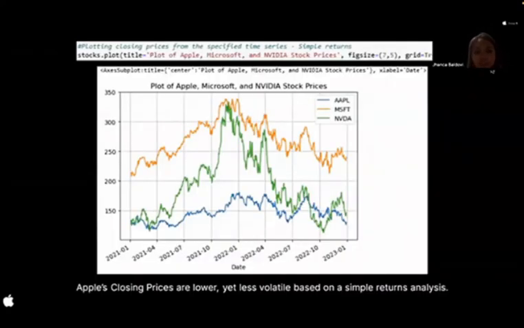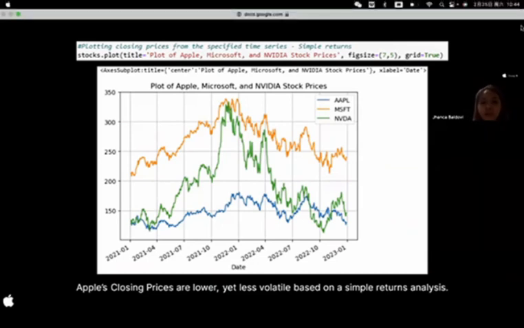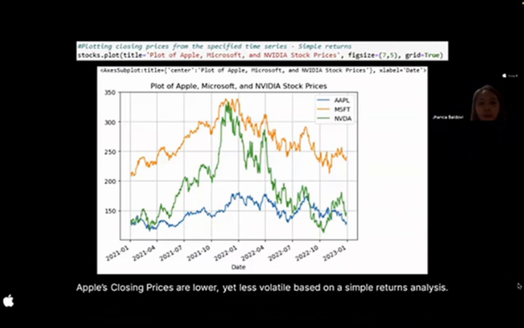Okay, so using simple returns, we can see the movement of Apple stock prices, the one in the blue line, compared to Microsoft, the orange line, and Nvidia, the green line. And next slide, please.